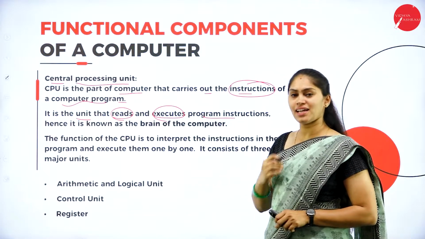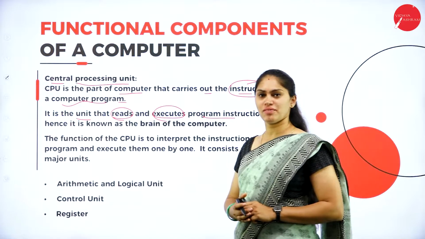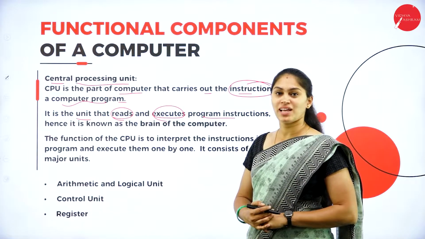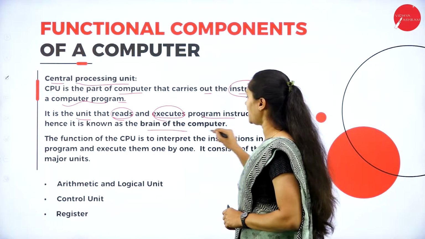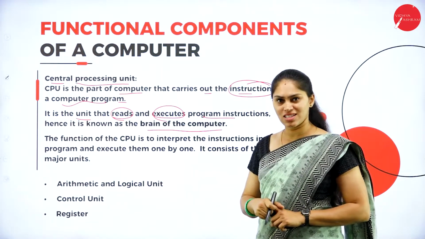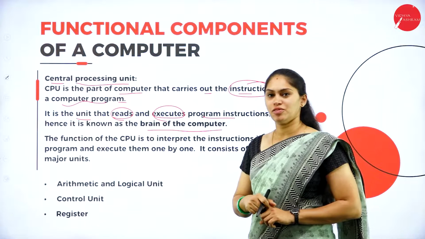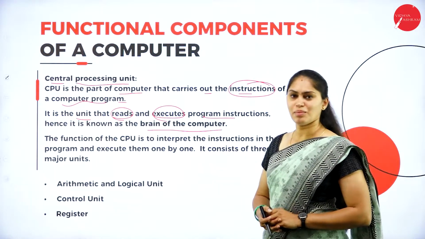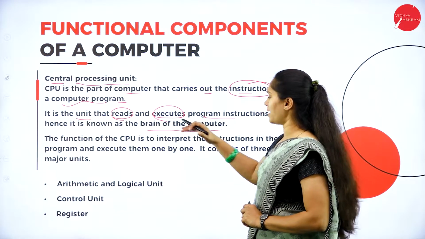So where will the reading and execution of a program instruction take place? That is in the component called the CPU. That's why we call it the brain of the computer. Without the CPU or a processing unit, we wouldn't be able to do anything. That's why the CPU, or central processing unit, is considered the brain of a computer.